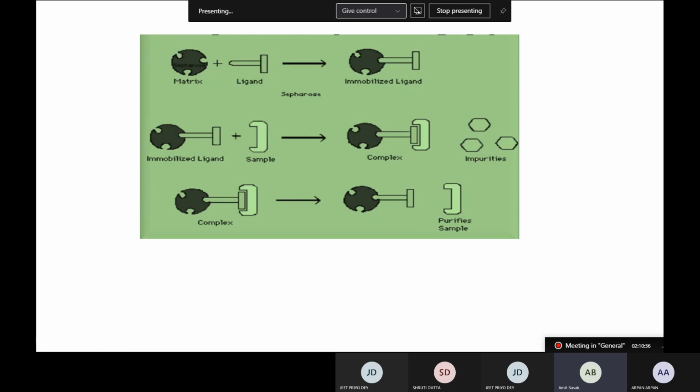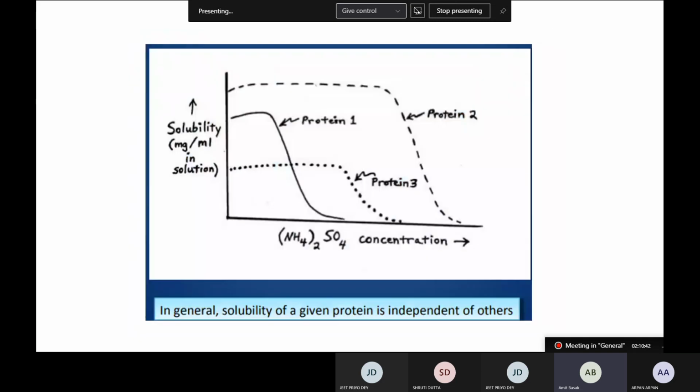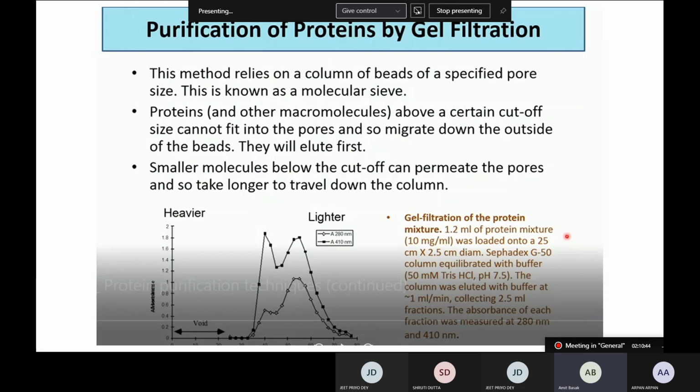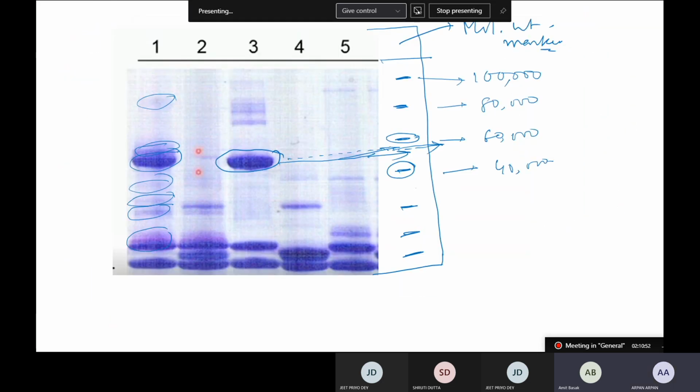So this is the principle of affinity chromatography. Okay, in your syllabus, I think there are, okay, this is the general protocol. I think we have covered all salting out. This is gel filtration, that is also we have covered. SDS-PAGE we have covered.